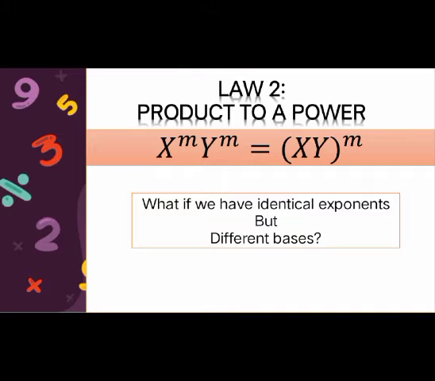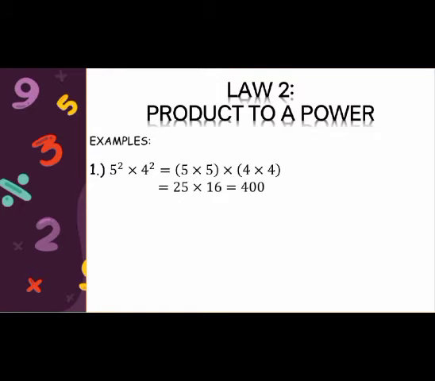So our next law or rule is the product to a power. What if we have identical exponents but different bases? As you can see, their bases are different and the exponents are identical. So what we're going to do here is multiply x and y, which are the bases, and then keep the exponent.